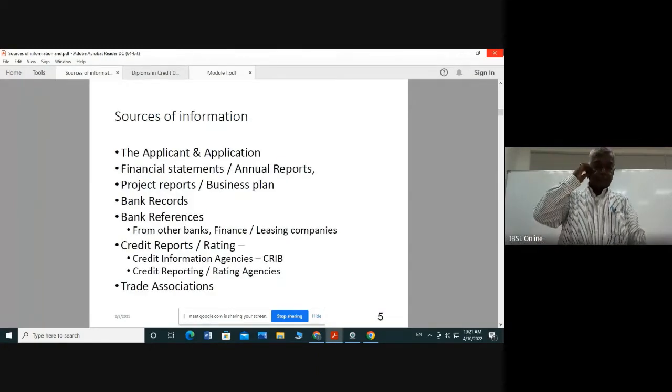Sources of information. What are the sources of information available for us to collect information? One is the applicant himself and his application. Then financial statements, annual reports, project reports, business plan of the customers, bank records, bank references from other banks, finance or leasing companies, credit reports or ratings, credit information agencies, credit reporting or rating agencies, and trade associations. So these are some of the sources of information.